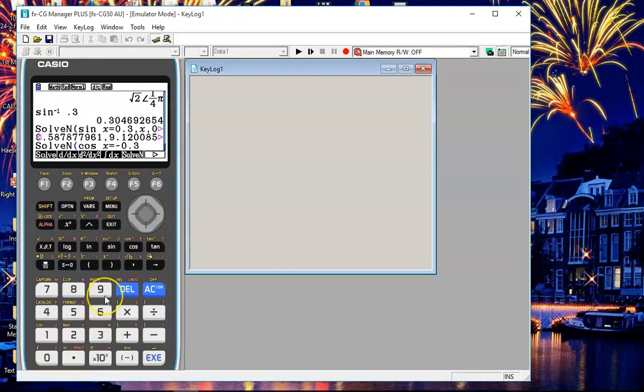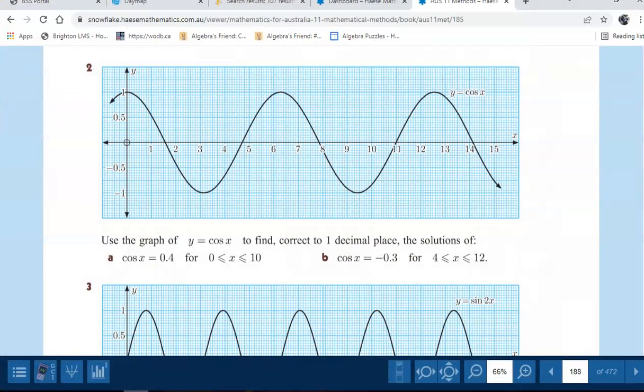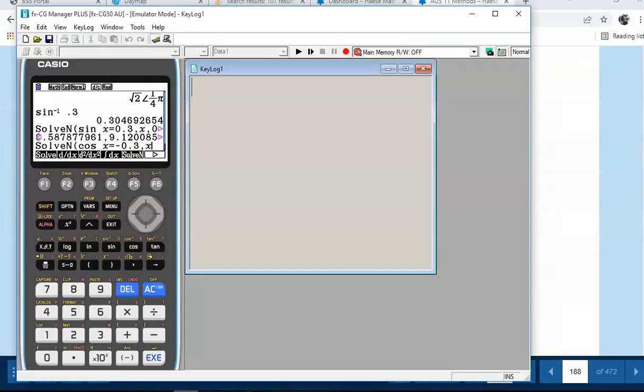0.3. Okay, if I just closed and pressed enter, hell's bells, I'm going to get all of the solutions. So we're going to go X. We're checking our domain. What's our domain this time? Between 4 and 12. So comma, 4, comma, 12. We close. We press enter. Exit.